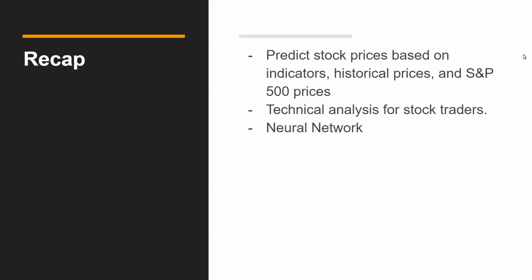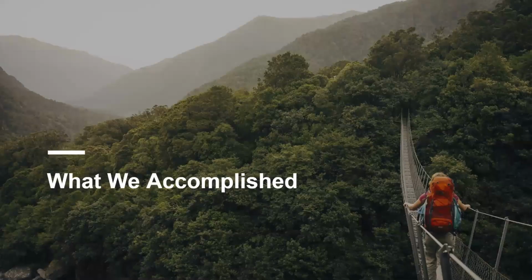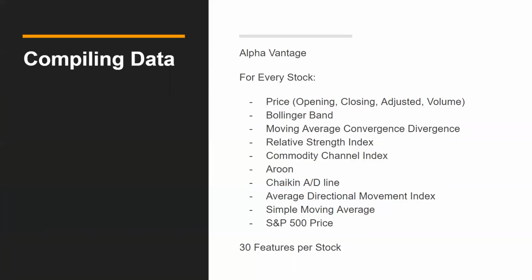A bit of a recap of what we're doing. We're trying to predict stock prices based on indicators, historical prices, and S&P 500 prices. What we're doing is basically technical analysis, so we believe a neural network is the best choice for that. I'm going to talk about what we've accomplished so far.